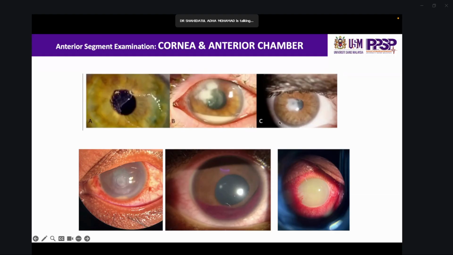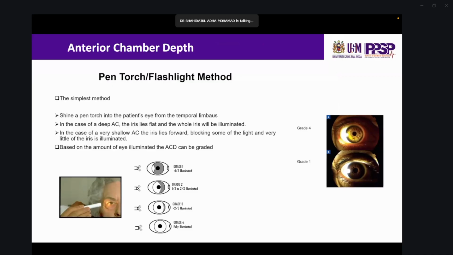So when you shine it, you can obviously identify this haziness. All right. Okay, and on the upper image here, you can see some hypopyon, the whitish pus within the anterior chamber, and the beneath one is actually blood in the anterior chamber, which is hyphema. And the last image here is showing patients having endophthalmitis with full of pus within the eye, anterior chamber.